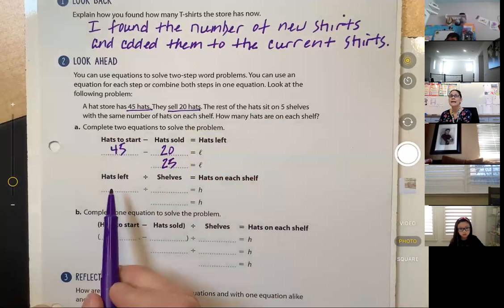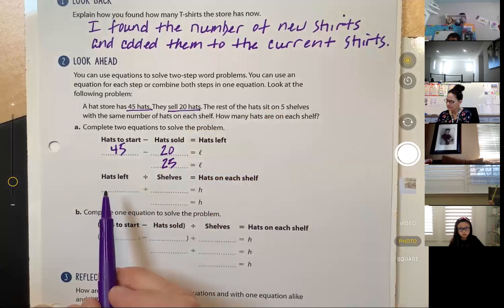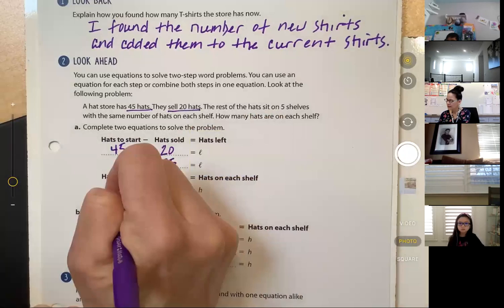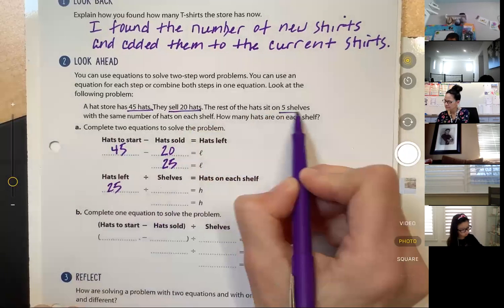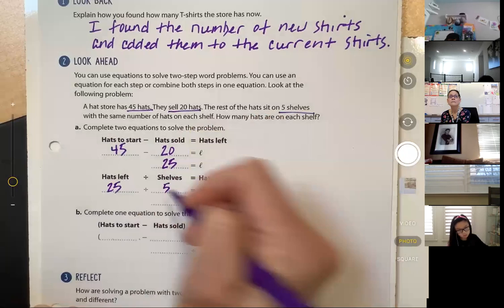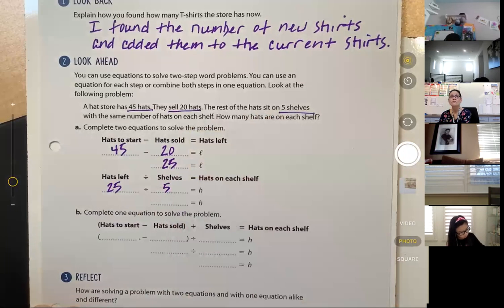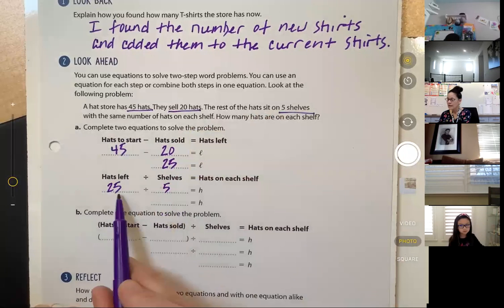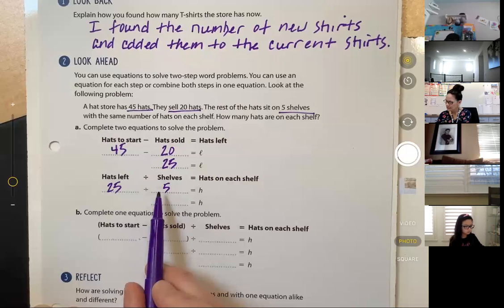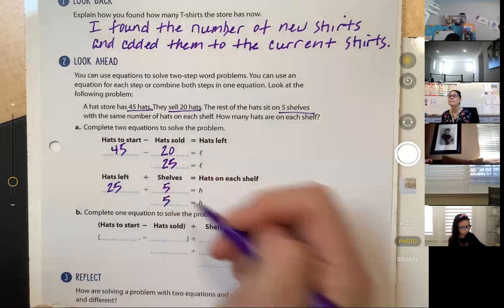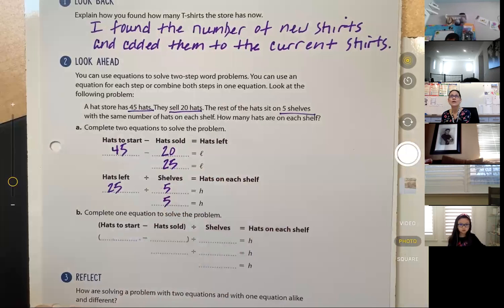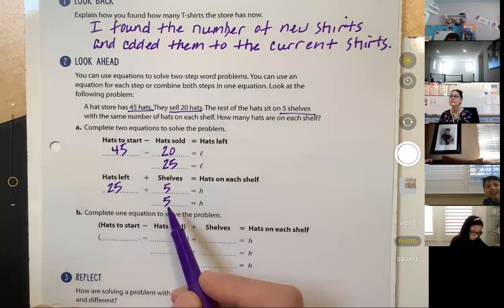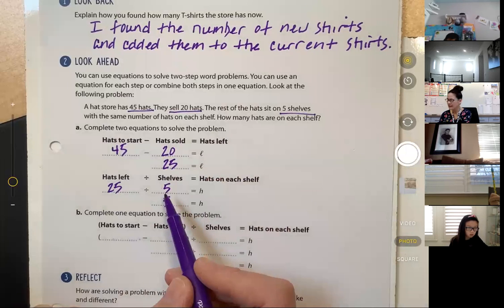This next question is asking, how many hats are left? 25. How many shelves? 5. How many are on each? 25 divided by 5 is, in fact, 5. Can you use the inverse operation of multiplication to check your work? Yes, you can. You can take this quotient of 5, multiply it by the divisor, which is 5, and that gives you 25.